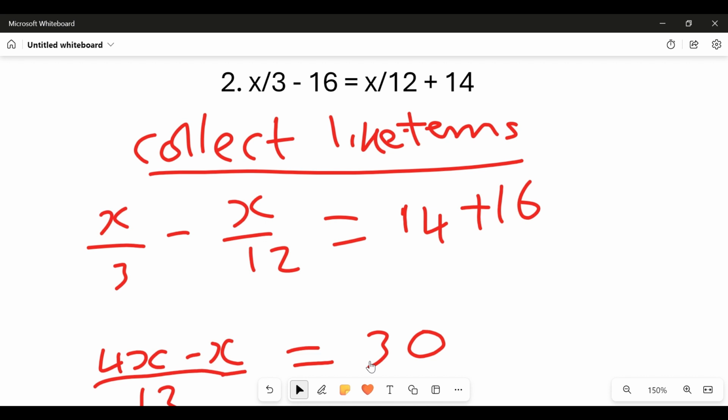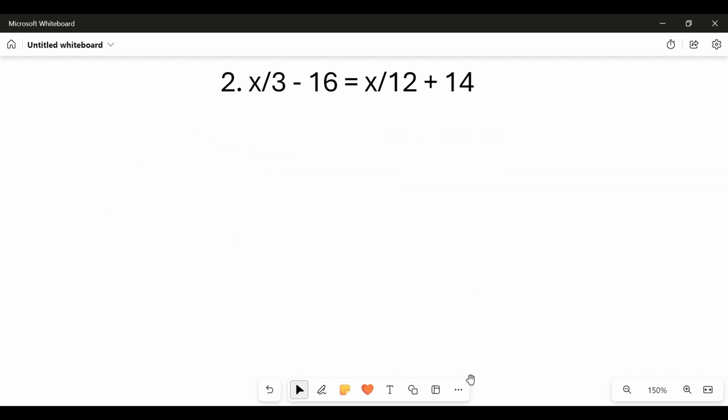So let me just illustrate the second way, the alternative approach to solving this question. From here, instead of collecting like terms, let's multiply everything by the general LCM. Since we only have two fractions there, we have x over 3 and x divided by 12. The denominator of the first is 3, the second is 12, and 3 into 12 is 4. So we can take our general LCM as 12.